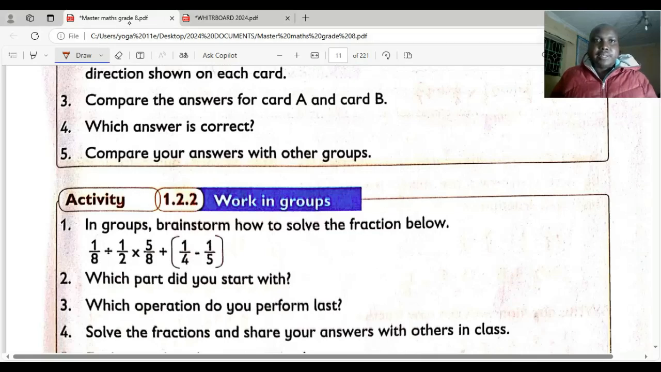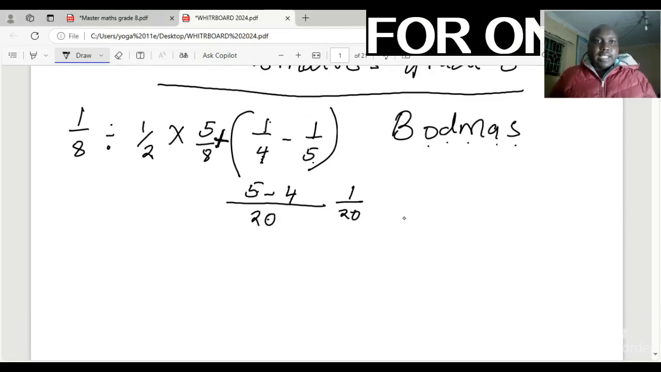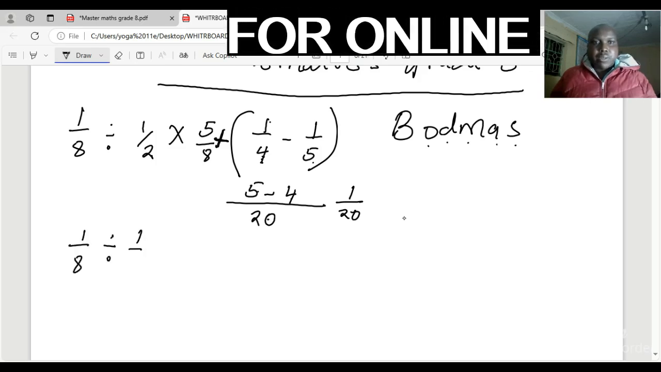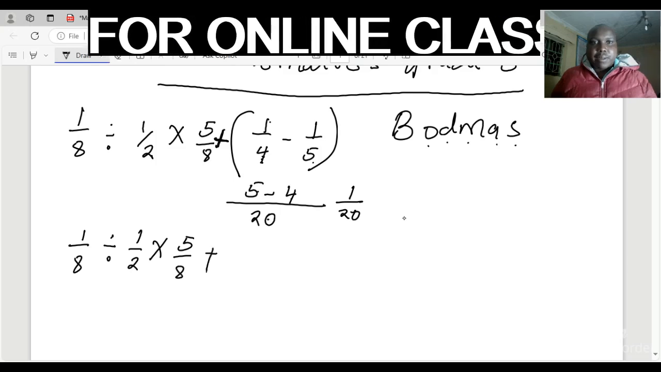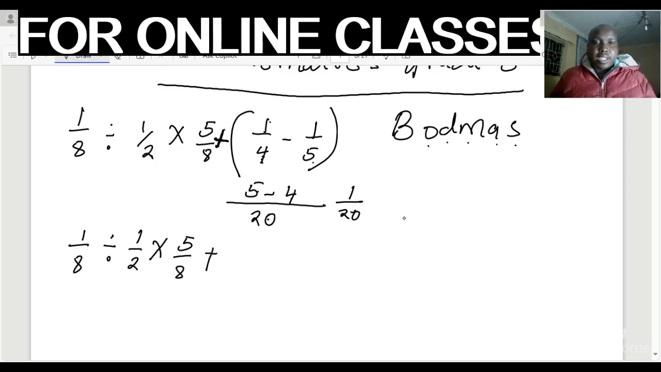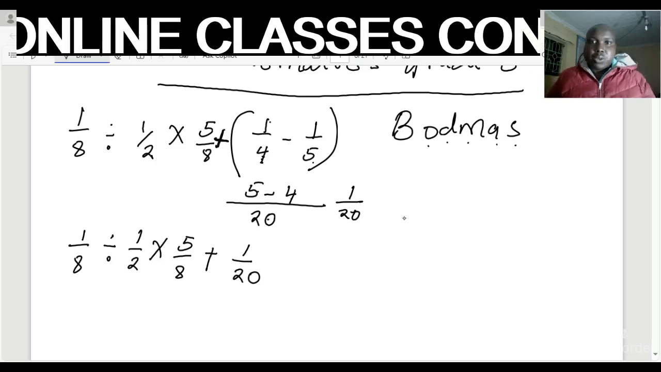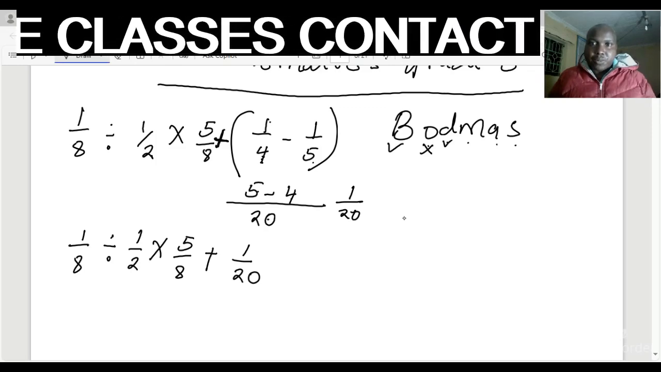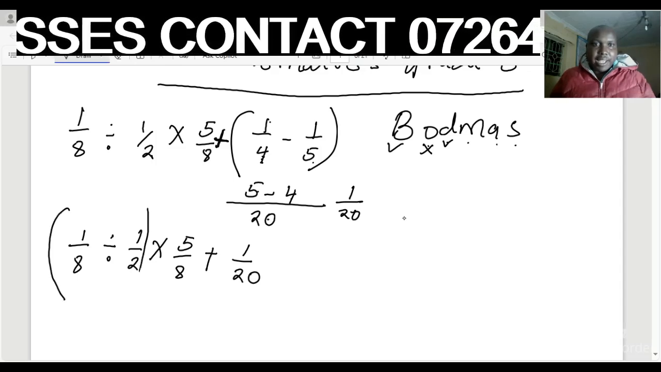There's addition here. Correct. Next, now we recopy: this is 1/8 divided by 1/2 times 5/8 plus now what we have from the brackets, which is 1/20. Next, we go to of. We have finished this. We don't have of. Next one is division. We are at division. So division is this 1/8 divided by a half.